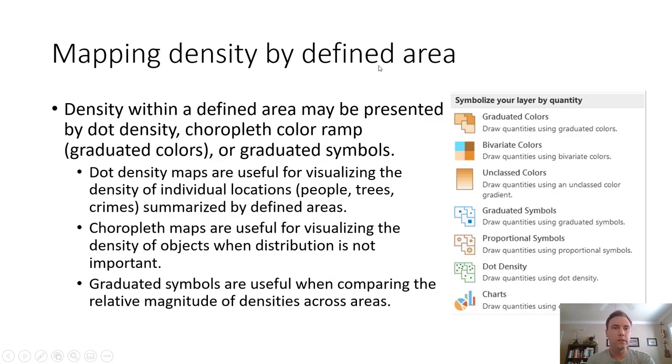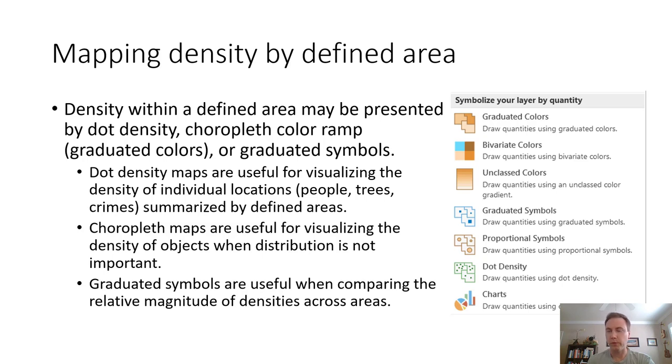Okay, so density within a defined area may be represented in multiple ways. I've just got a screenshot right here of the various ways that you can map quantities in ArcGIS Pro, and density is useful for graduated colors, graduated symbols, proportional symbols, dot density, and charts too, but we're not really going to get into charts right now. So density within a defined area may be represented by dot densities, which we're going to get into, choropleth maps, which you've already created, and graduated symbols. Dot density maps are useful for visualizing the density of individual locations, people, trees, crimes, summarized by a defined area. So I'll show you a bit more on that in a second.